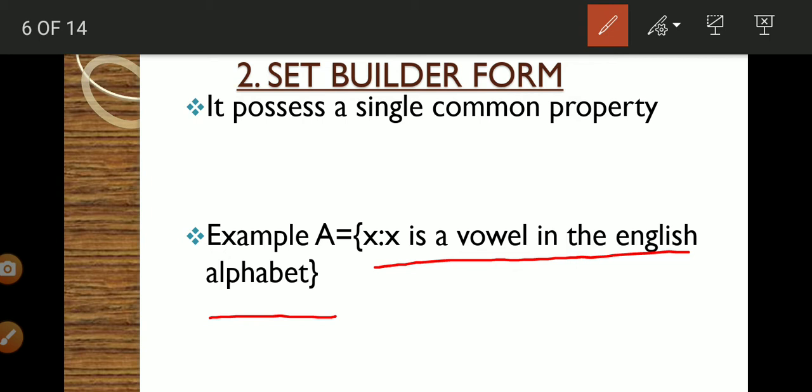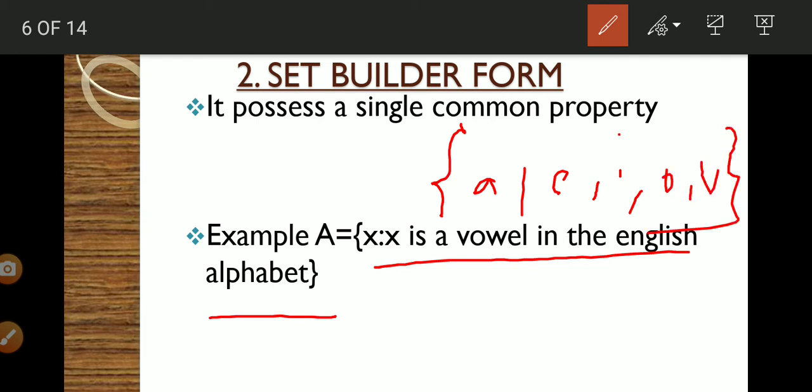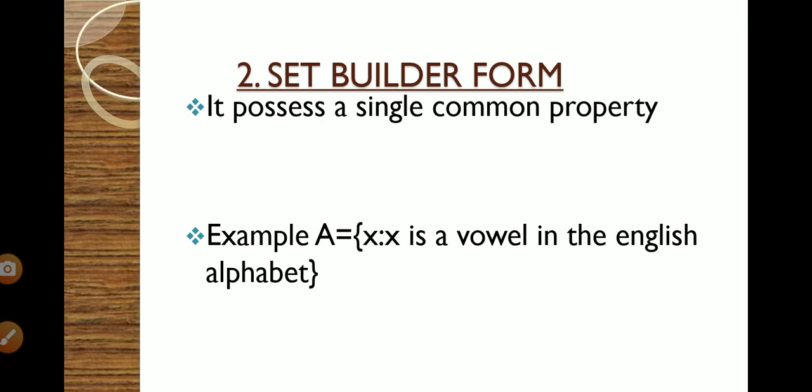Here the question will be the set of a, e, i, o, u, and your answer should be in the set builder form. A equals x such that x is a vowel in the English alphabet, whereas in the roster form you have to write the numbers or letters. Got it? It is in the set builder form.